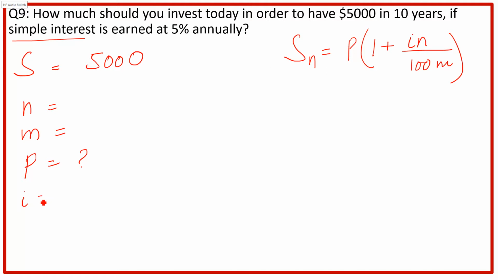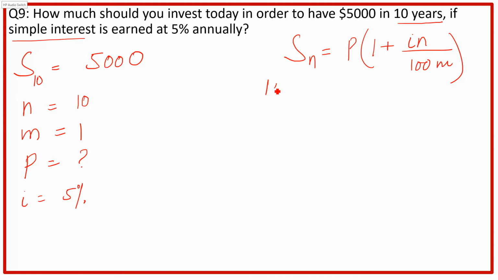I is 5%. As I have told you, always find M first, and it says 10 years. There are no months, no weeks. It means M is equal to 1 and N is equal to 10. So here S_n means S_10, number of periods. So number of periods is 10, S_10 is equal to 5,000. We have to calculate P.